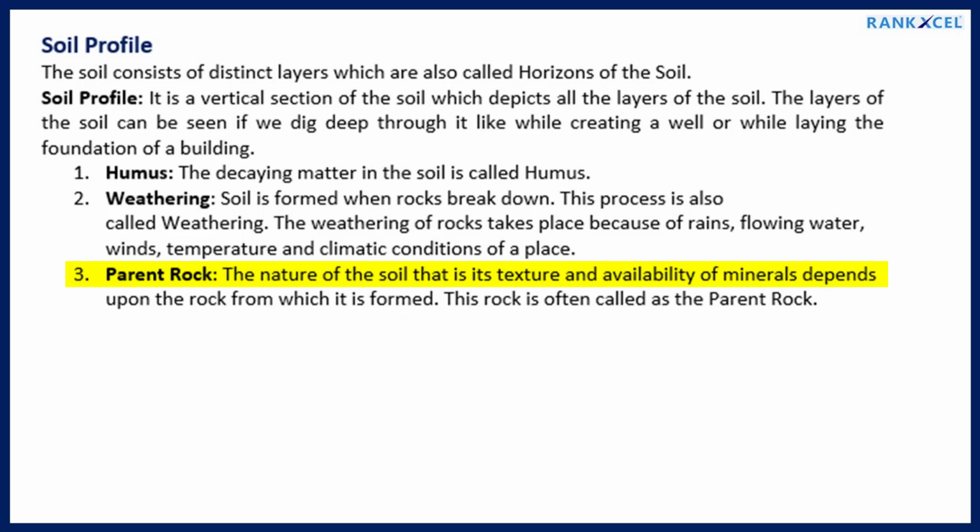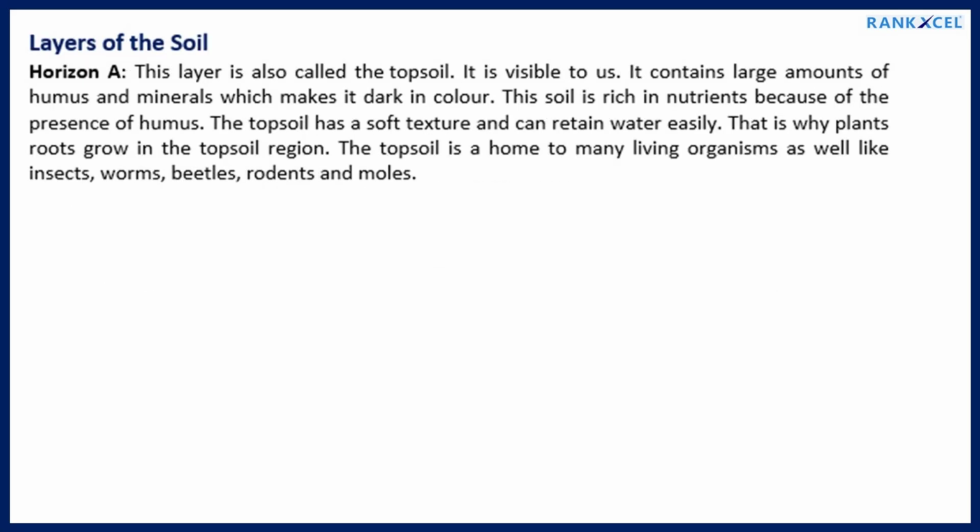3. Parent rock. The nature of the soil, that is its texture and availability of minerals, depends upon the rock from which it is formed. This rock is often called the parent rock. Layers of the soil. Horizon A. This layer is also called the topsoil.